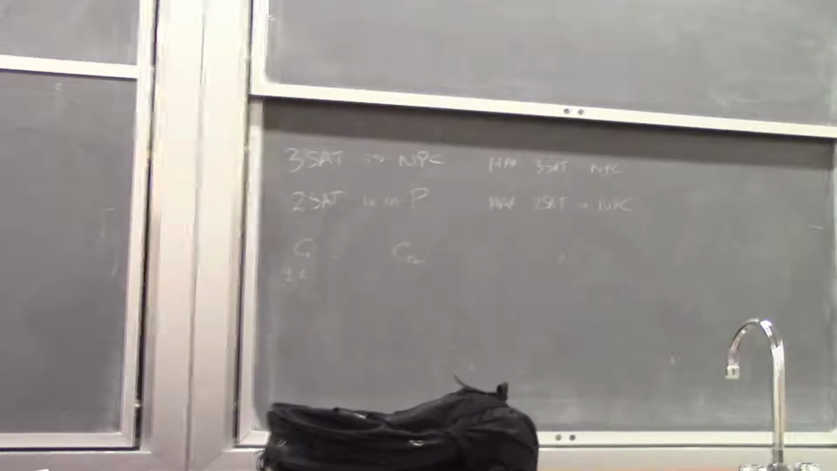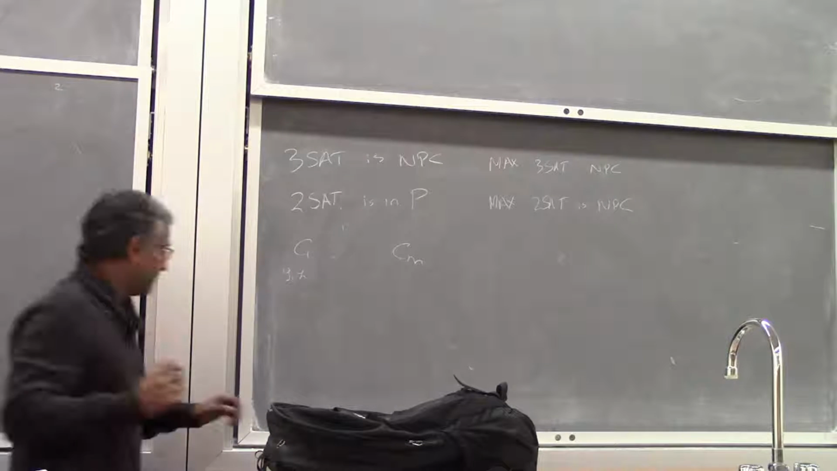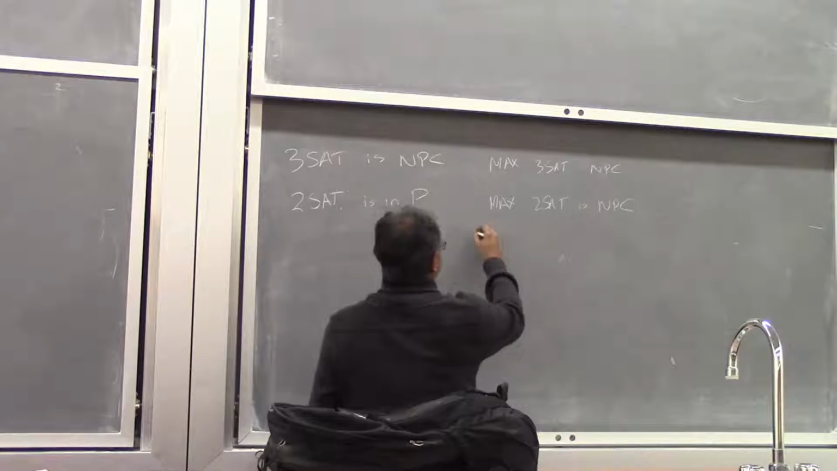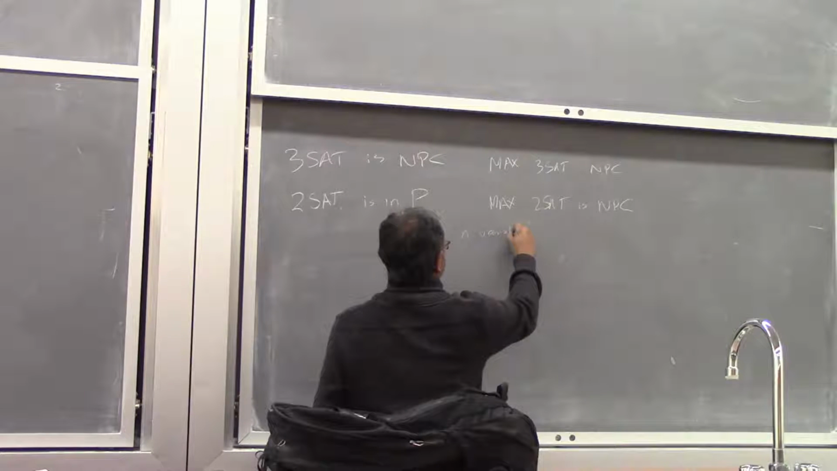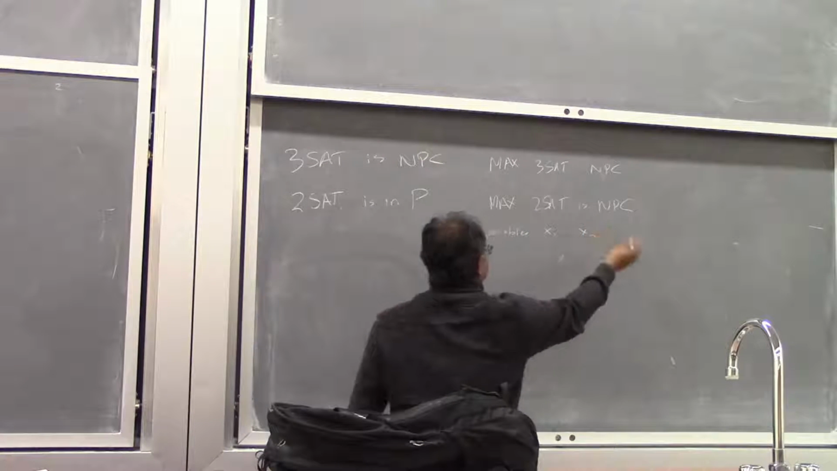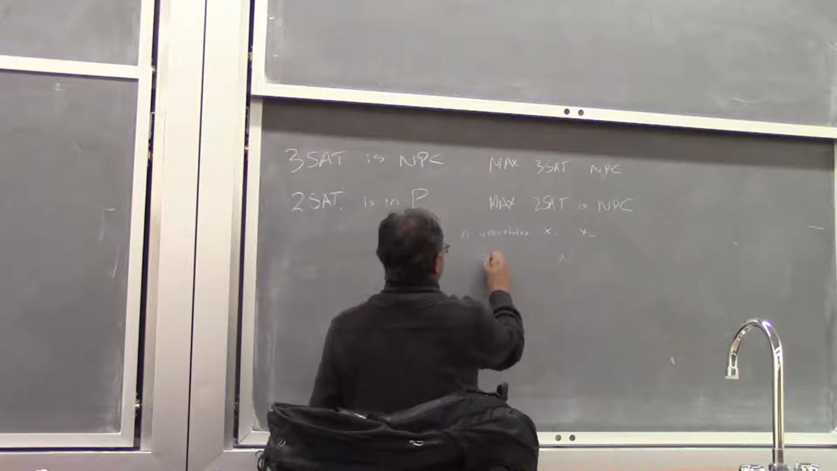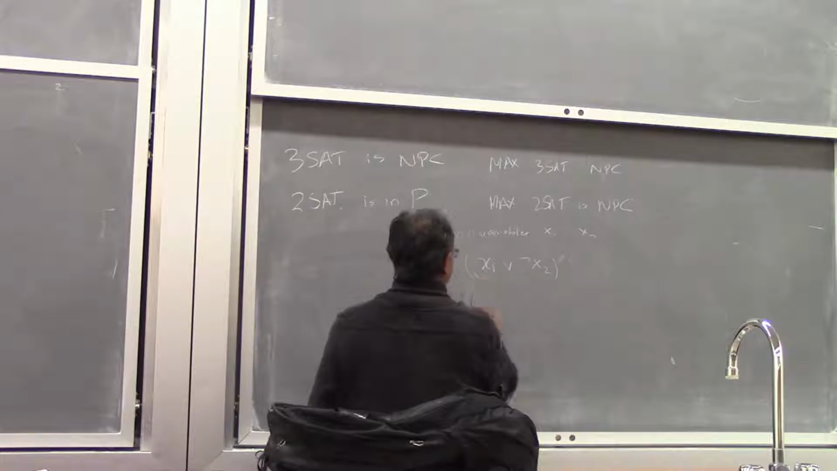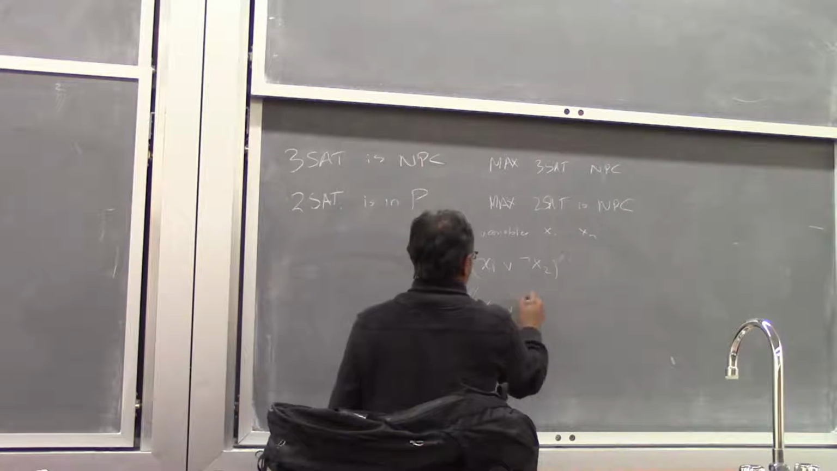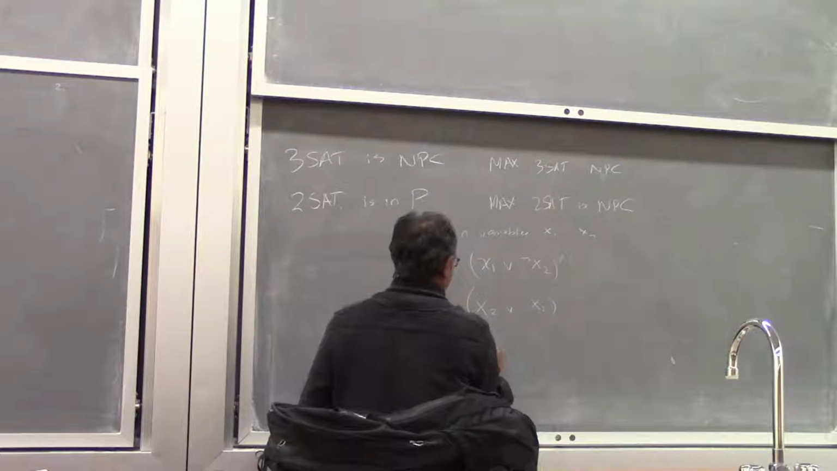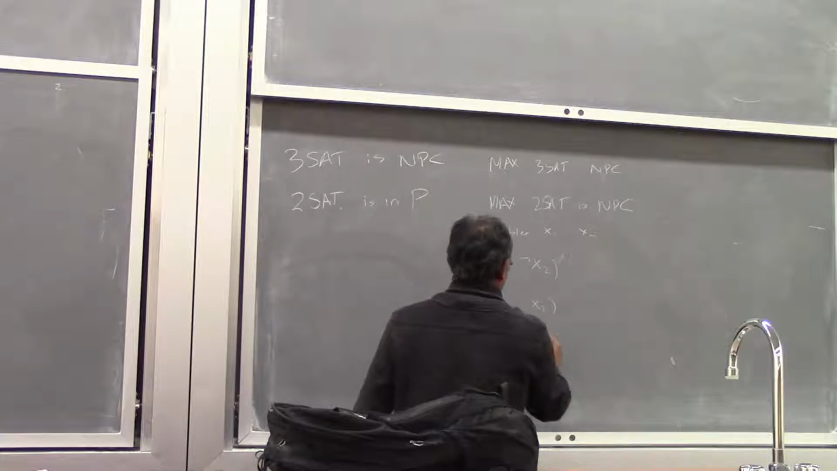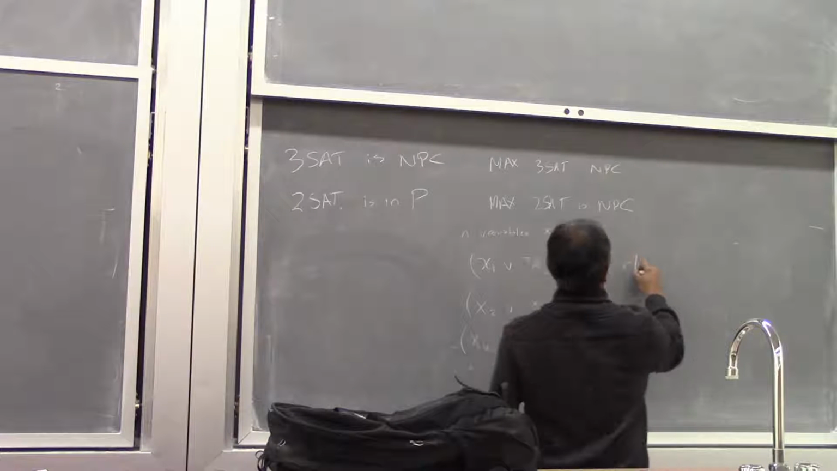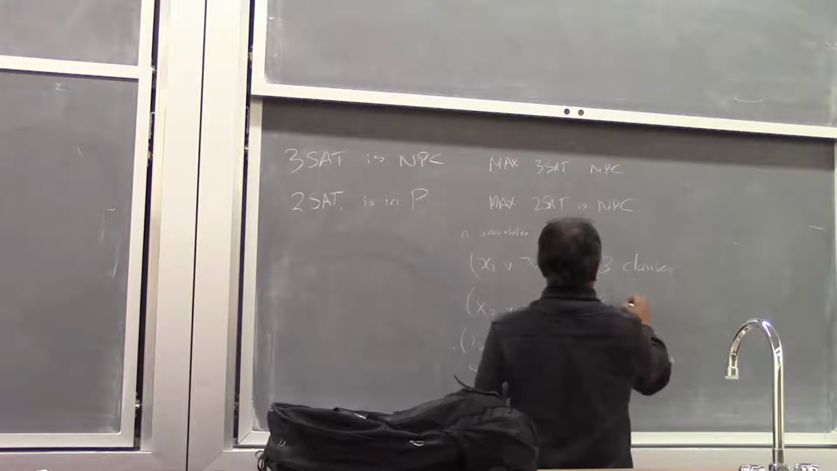Yes? Are there only 2 variables overall? No. There are n variables in general. Let me give you an example. This is what a max 2 SAT instance might look like. I have n variables, x1 through xn. So my first clause might be x1 or not x2. My second clause might be x2 or x3. My third clause might be x4 or not x1. So in this case, I have 3 clauses and I have 4 variables.